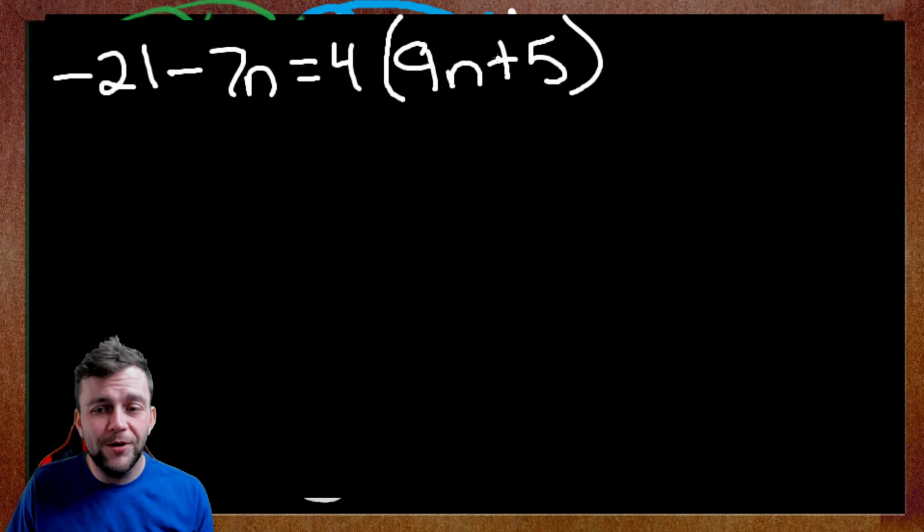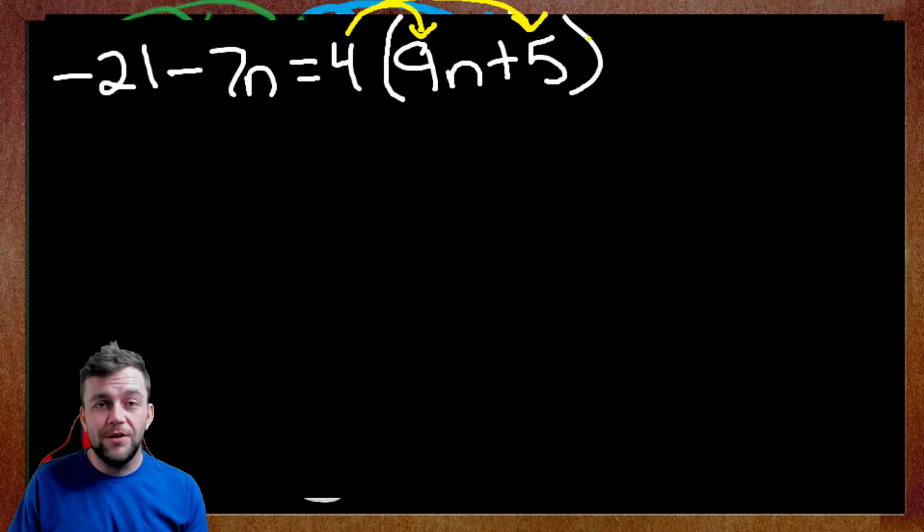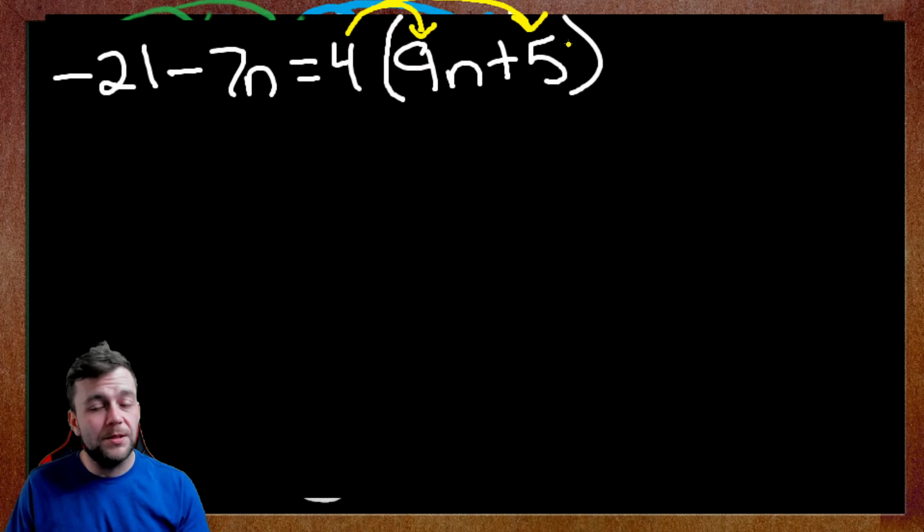Very, very similar type of problem to what we've been working on. What you do is you distribute through the parentheses. So that 4 is now the thing that gets passed around. You multiply through the parentheses.